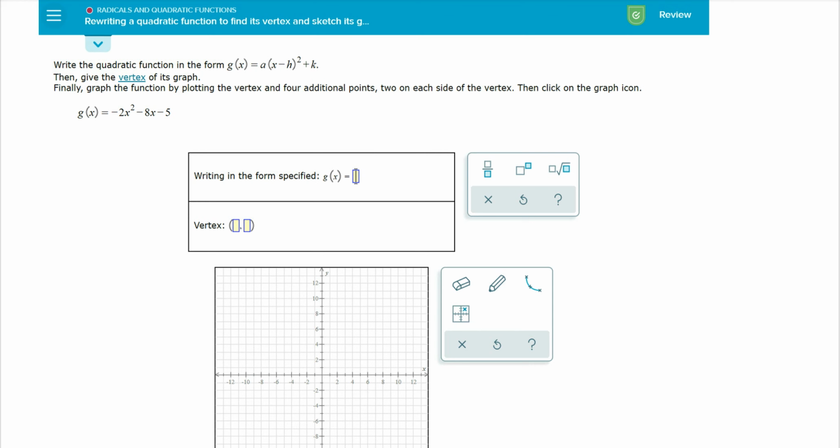Okay, this problem says, write the quadratic function in the form g of x equals a times (x minus h) squared plus k, and then give the vertex of its graph. Well, that's what the directions say, but I could do it in the opposite order because Alex just wants me to enter both of those in. So I could actually figure out the vertex first and then write it in the form a times (x minus h) squared plus k.